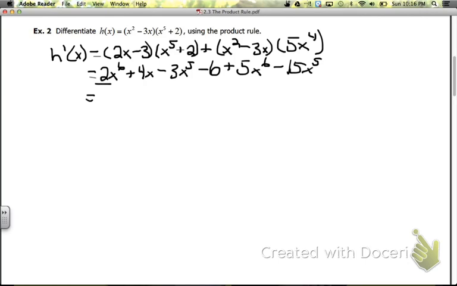So we have a 2x to the power of 6 and a 5x to the power of 6, so we get 7x to the power of 6. We have a negative 3x to the power of 5 and negative 15x to the power of 5, so we get negative 18x to the power of 5, plus 4x minus 6. And that is the derivative of h of x using our product rule.